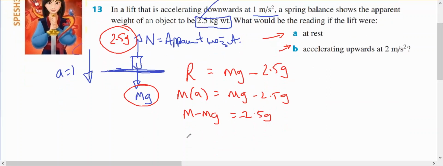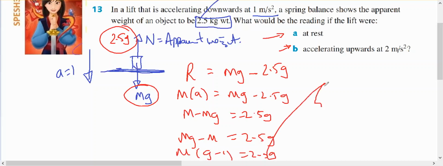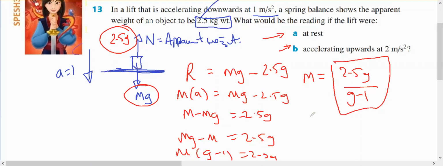So I'm going to swap all that around. mg minus m equals 2.5g. m(g minus 1) equals 2.5g. m equals 2.5g divided by g minus 1. So I now have an expression for m based on when I have a downward acceleration of 1, my normal force, which is the apparent weight, is 2.5g.